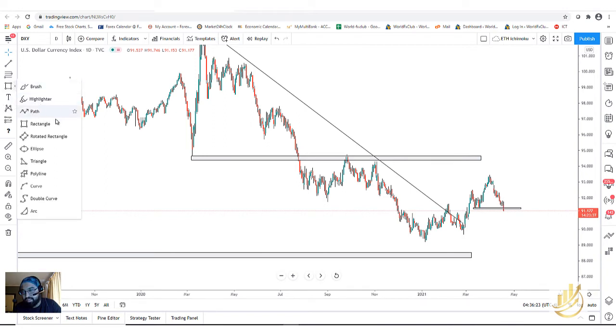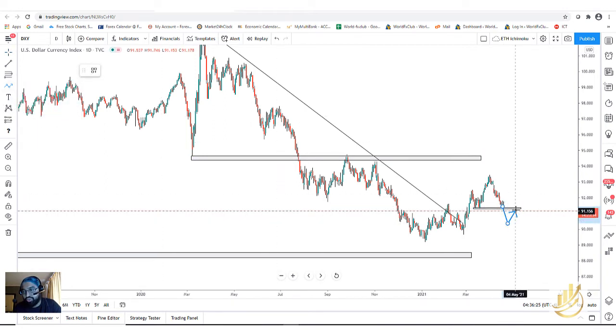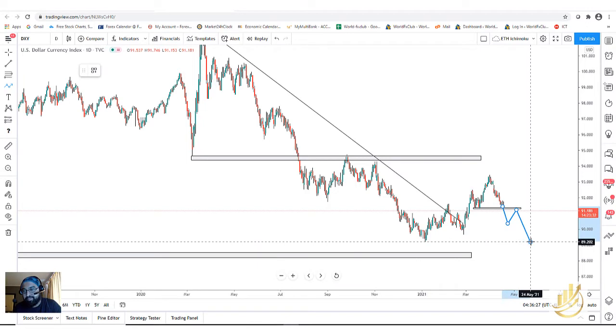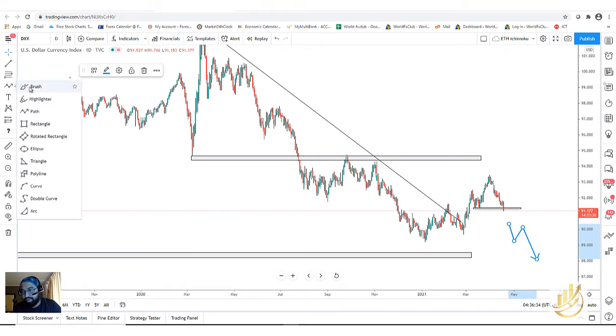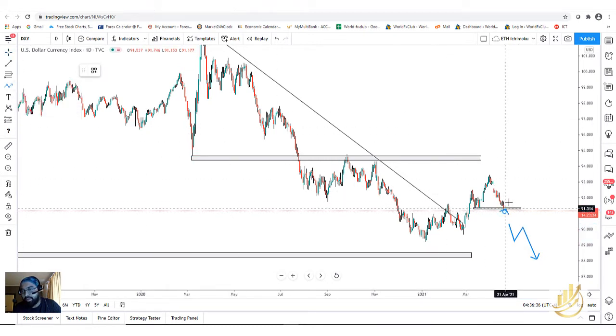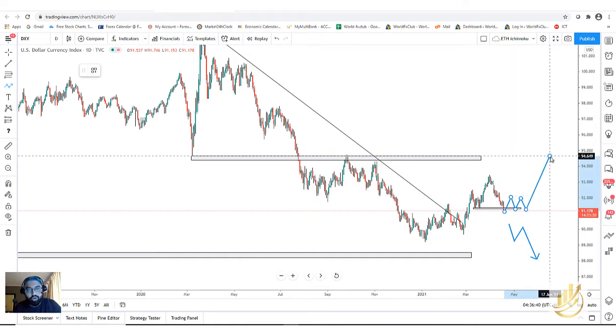So if we see something like this, we can target these lows of 89. But if we see price rejecting this area and tries to go back up from the support zone, we can have some long opportunities coming up targeting 95, 94 area. So this is a small update on dollar index.